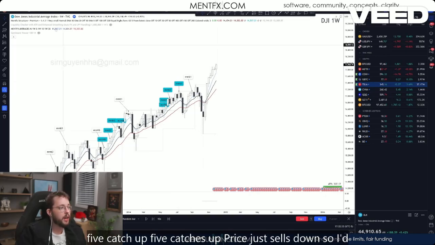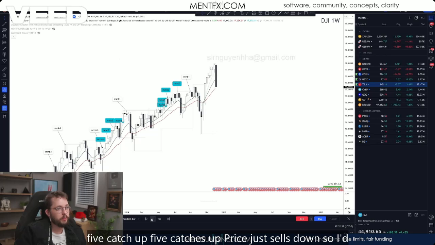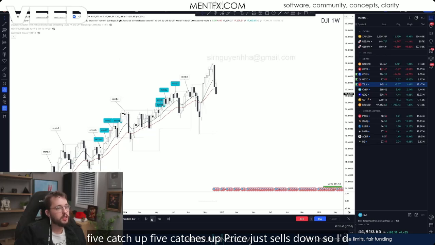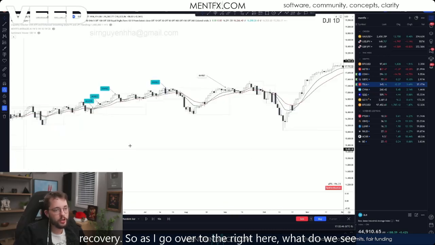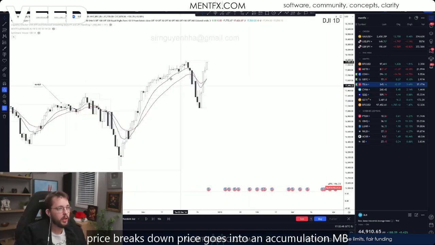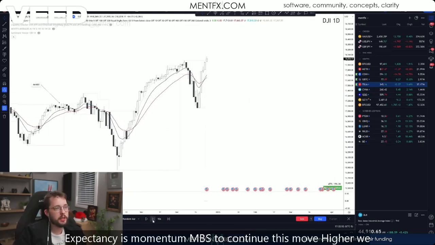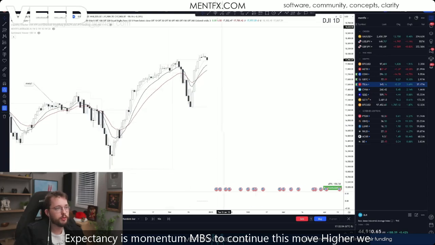Let's let the 5 catch up. 5 catches up. Price just sells down, so I'd ignore this. And now we're making a beautiful, beautiful recovery. So as I go over to the right here, what do we see? Price breaks down. Price goes into an accumulation MB. Expectancy is momentum MBs to continue this move higher.